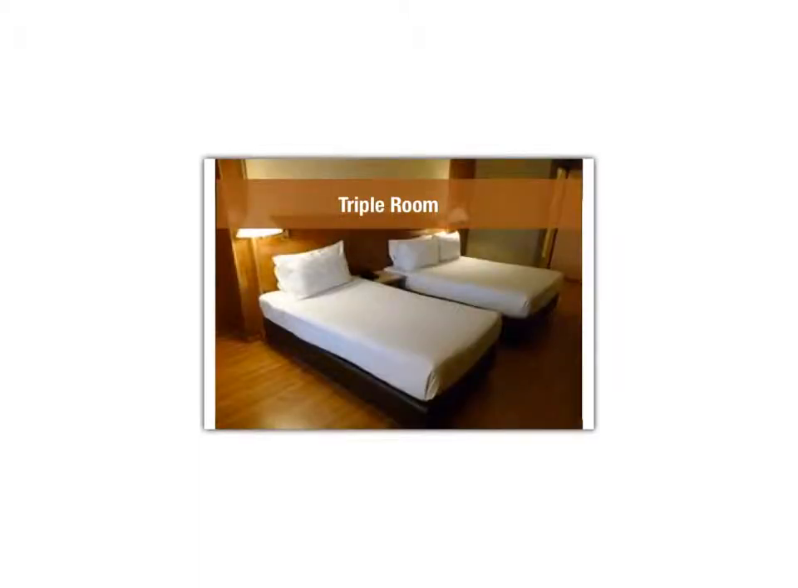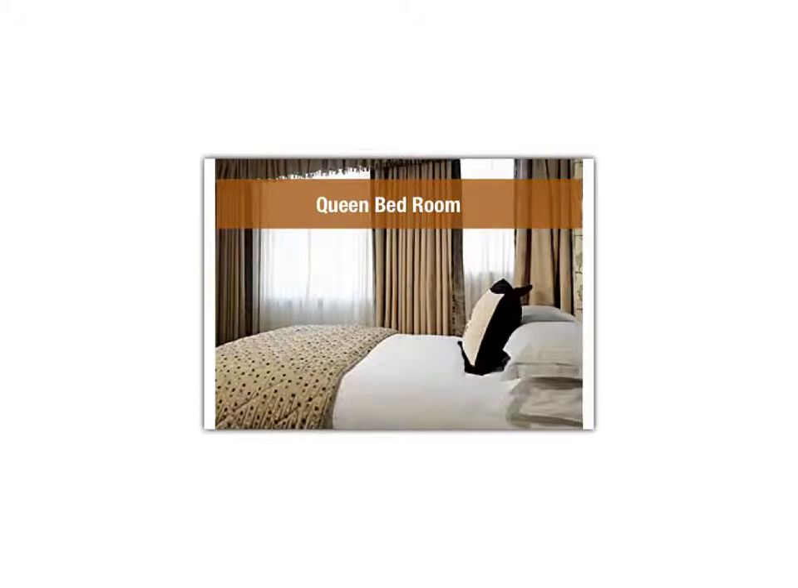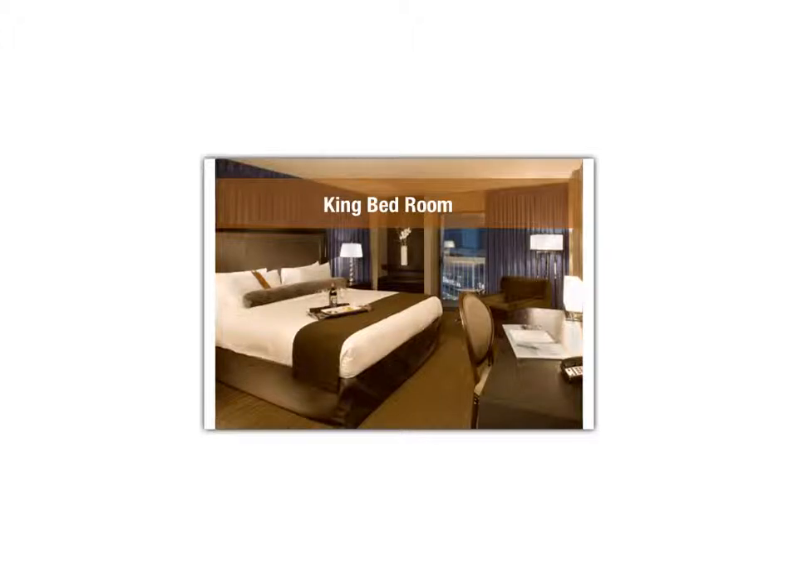A triple room is a room with three beds. It could be a double and a single, or three singles. It can fit three adults. Queen bedroom refers to the size of the bed. A queen bed is for two people, but it's smaller than the next category. The king bed is the large double bed that we have in hotels.